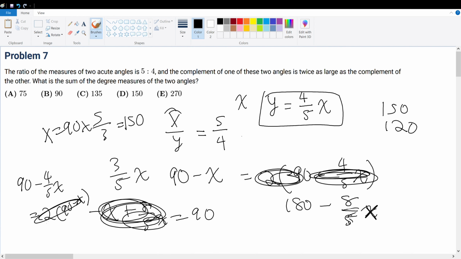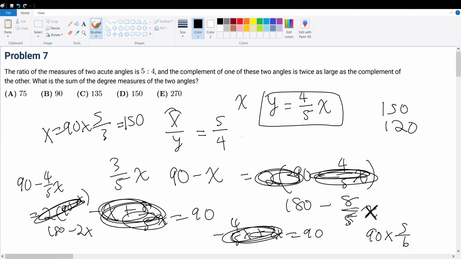So this should have been actually 180 minus 2x, right? And then if we add 2x on both sides, negative 4 over 5x plus 2x is the same thing as 90. And if we have this expression, then what can we say? We can say that 10 over 5 minus 4 over 5, so that's 6 over 5. So 6 over 5x, so 90 times 5 over 6 would be our answer.